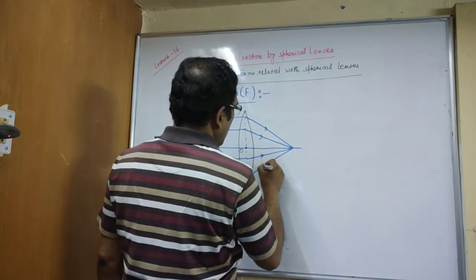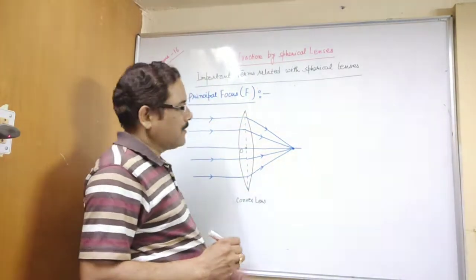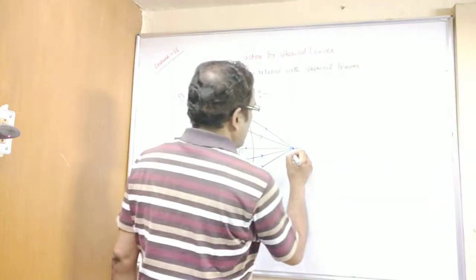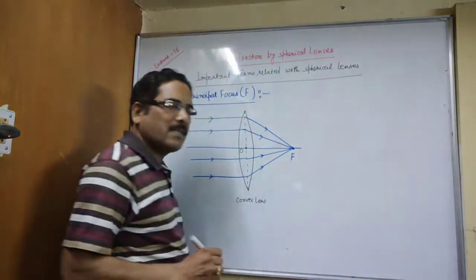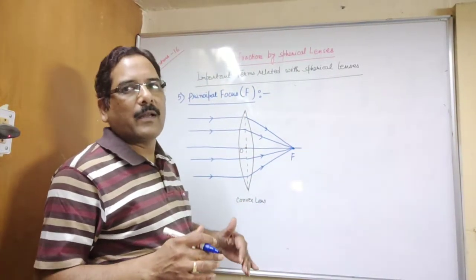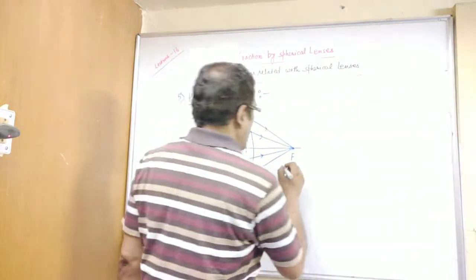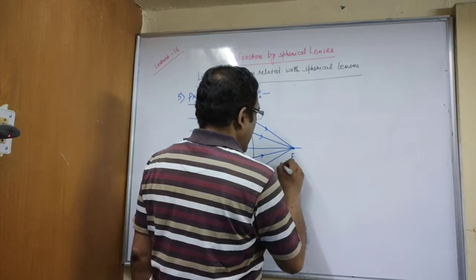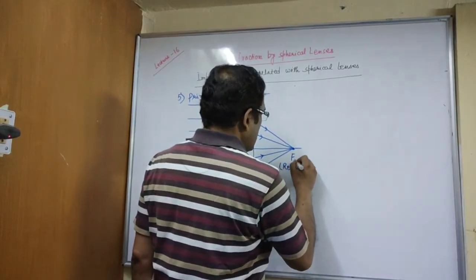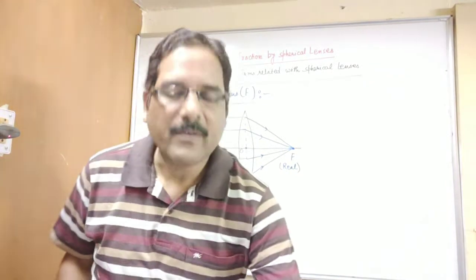Arrows are very important, and suppose the parallel rays of light meet here when they converge. So this point where the parallel rays of light meet after refraction is called the principal focus of the lens. And the focus is real. Real means the rays are actually meeting after refraction.